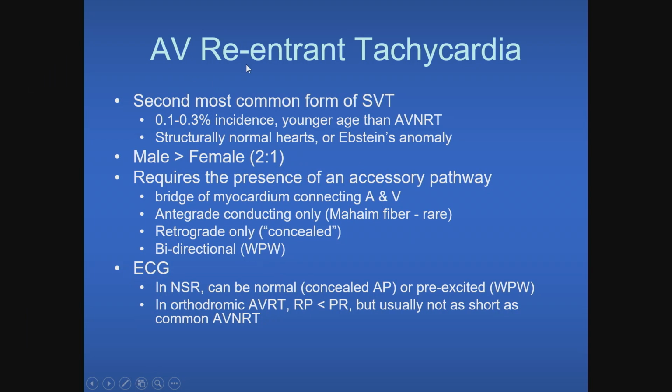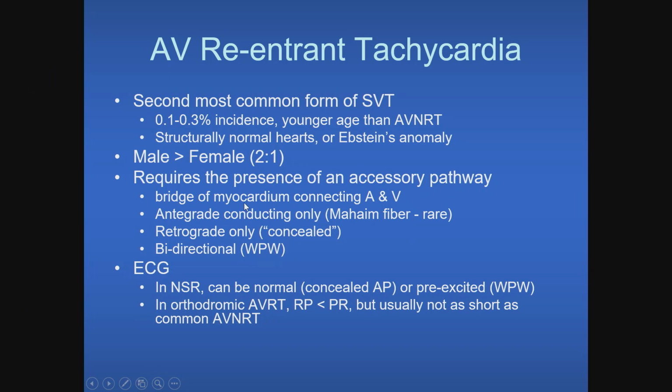AV reentrant tachycardia is the second most common form of SVT. It has a 0.1 to 0.3% incidence. The age of onset is often younger than in AV-NRT. It occurs often in structurally normal hearts, or it can be seen in some forms of congenital heart disease, most commonly Ebstein's anomaly, where patients can have multiple accessory pathways. There's a male to female predominance of 2-to-1, and it requires the presence of an accessory pathway.